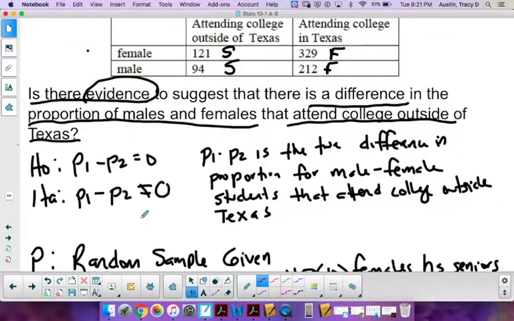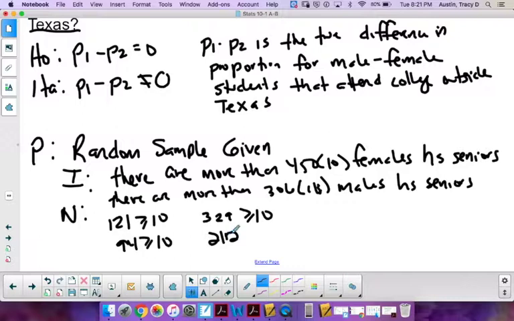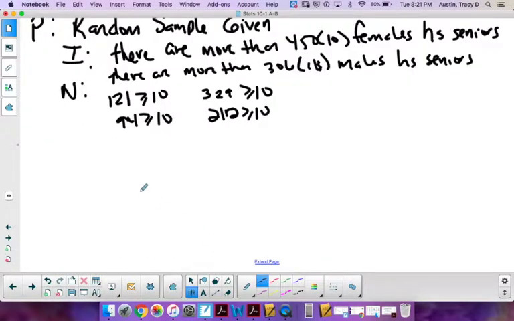And then again, just your list of successes and failures, right? 121 greater than or equal to 10. What was it? 329 greater than or equal to 10. And then 94 and 212. 94 greater than or equal to 10. 212 greater than or equal to 10. Okay, and that's your successes and your failures. And it's approximately normal. And you could label them, these are the women and these are the men, or males and females, your choice.